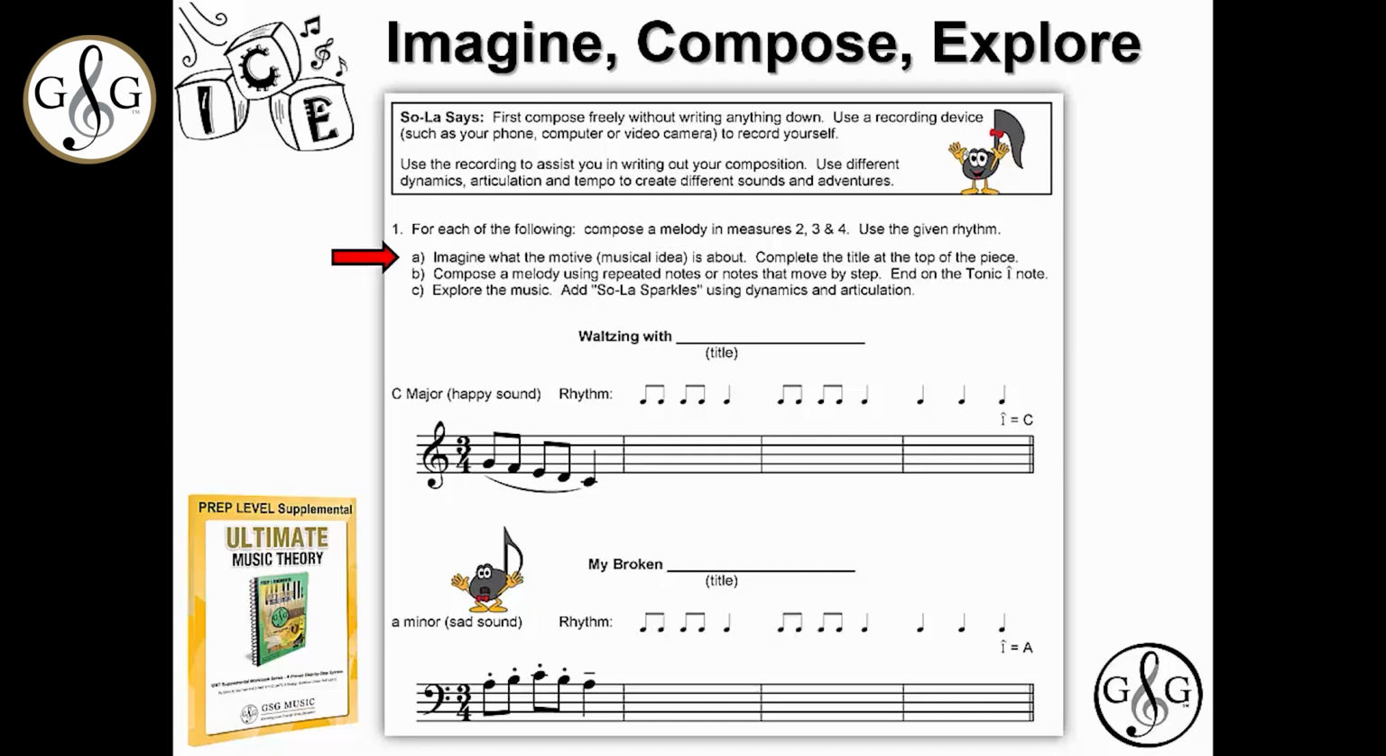The title, written at the top, describes the composition, and students here simply have to fill in the blank. So waltzing with blank in C major is a happy sound. And then my broken blank in A minor is a sad sound. So now B says, compose a melody using repeated notes or notes that move by step. End on the tonic note, the first degree, tonic note 1. Explore the music. Add sola sparkles using dynamics and articulation.